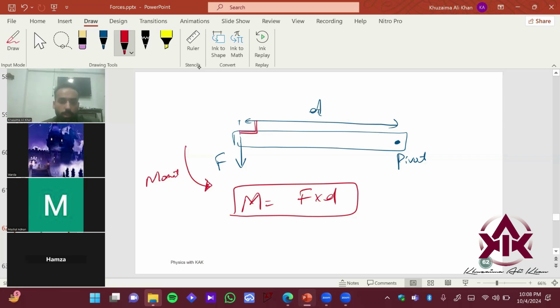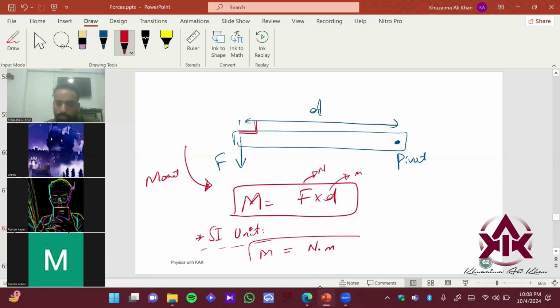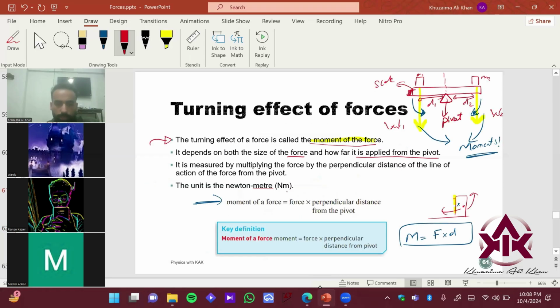Okay, and let's talk about the SI unit. Can anyone tell me what is the SI unit of moment from the formula? Just see the formula and tell me the SI unit. Okay, Newton meter. Force is measured in newtons and distance is length, measured in meters. Therefore, the SI unit of moment is Newton meter. That is written over here.